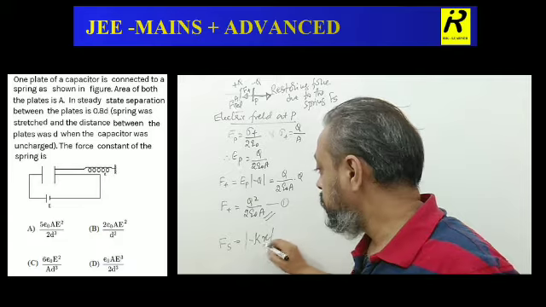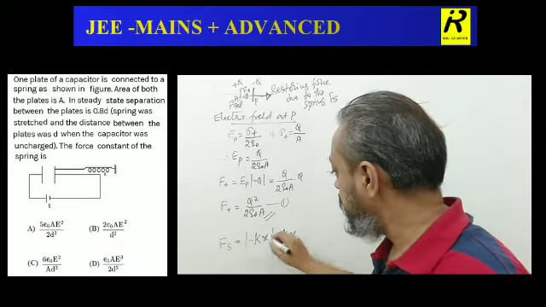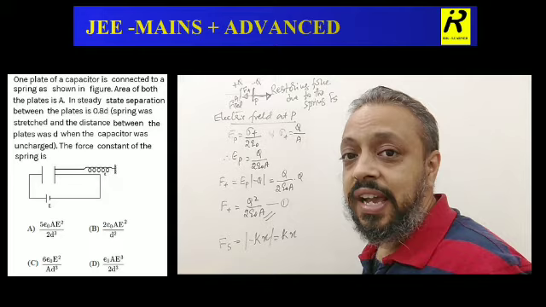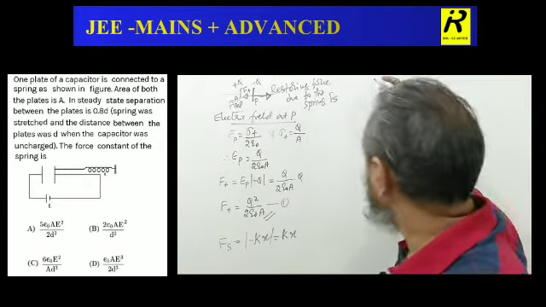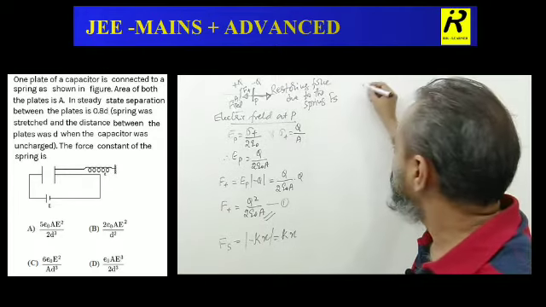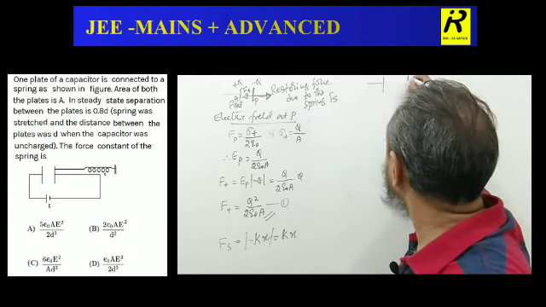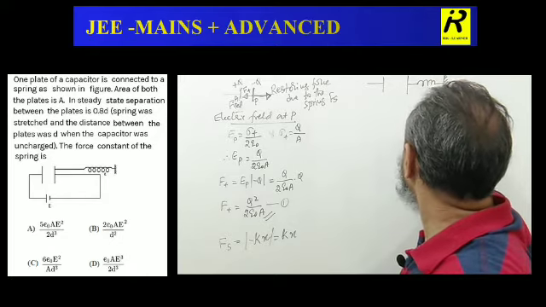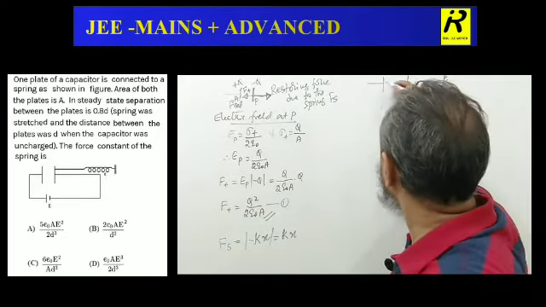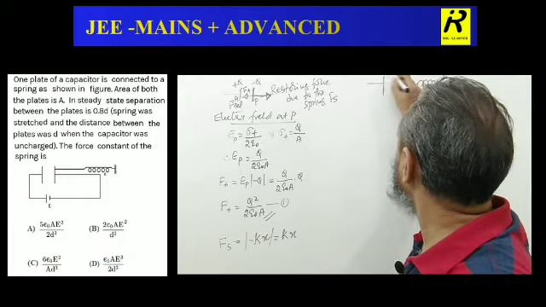Now I have to bother about what this x is. X is the extension that appeared in the spring. Let me show you one way. Before charging the capacitor, the spring was like this, and the two plates were at this distance d.